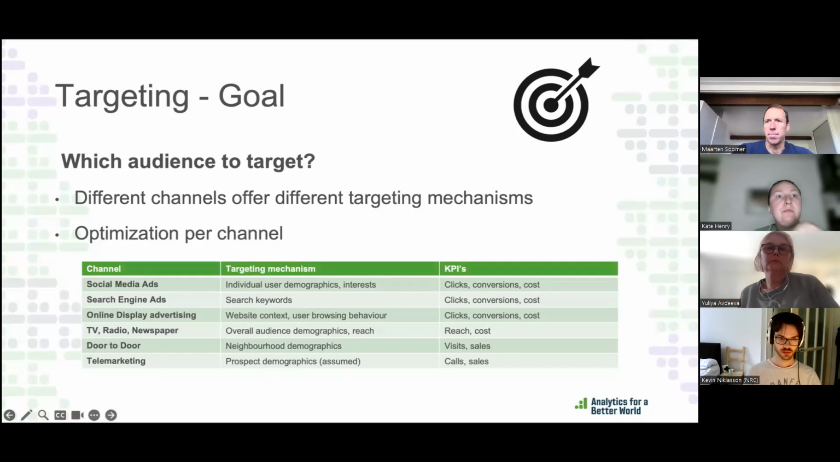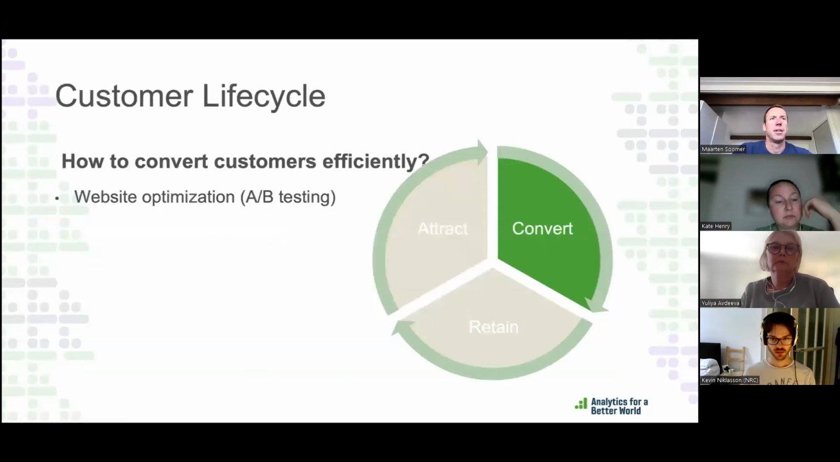So that's about targeting. More questions about targeting? So it's more specific per channel, what's possible and how to do it. But again, we can optimize it typically using data science. No questions.